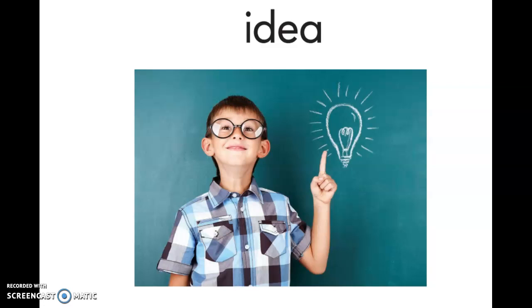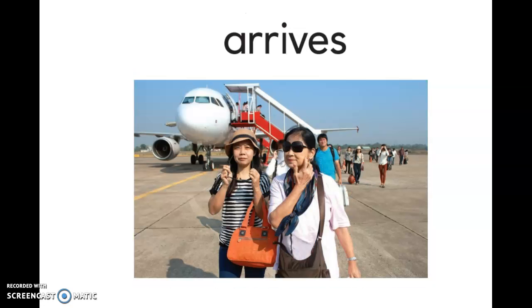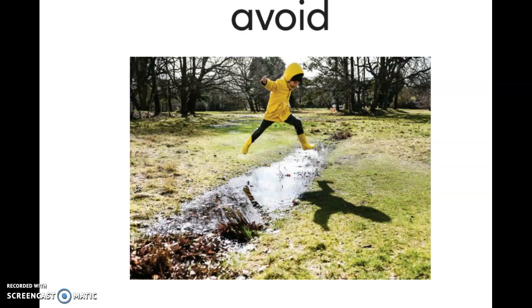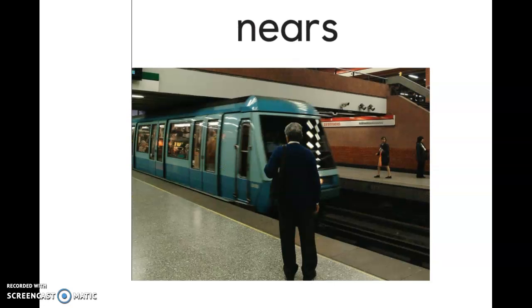Idea. The word idea is when you have an idea, you are thinking about something. So this little guy has an idea. It's like a light bulb moment. Arrives. When something arrives, it begins or gets to where it needs to be, like when your family arrives from the airport. Avoid. If you avoid something, you keep away from it. Like this little guy is avoiding those large puddles.